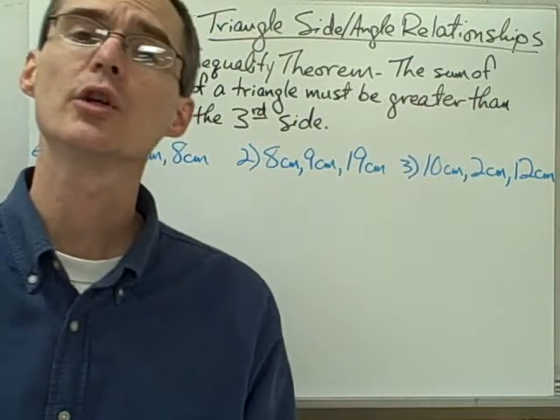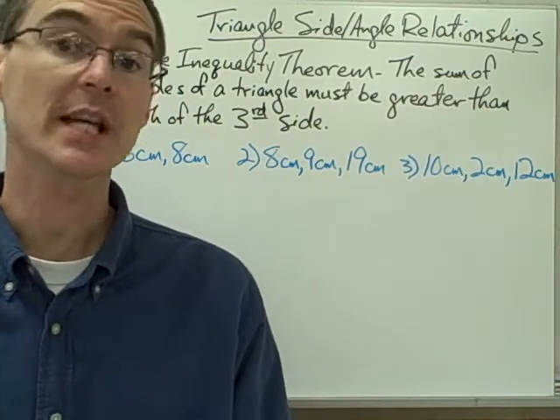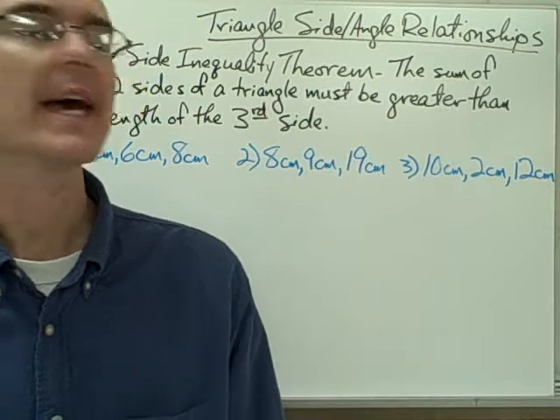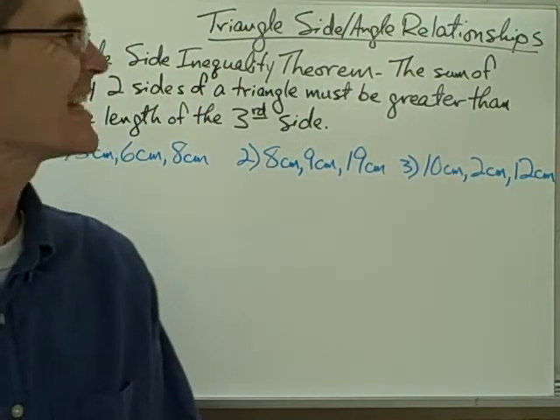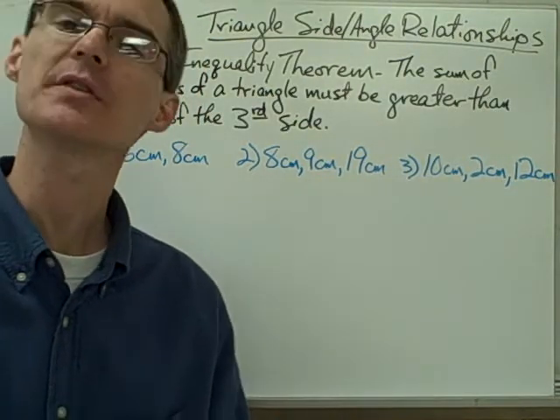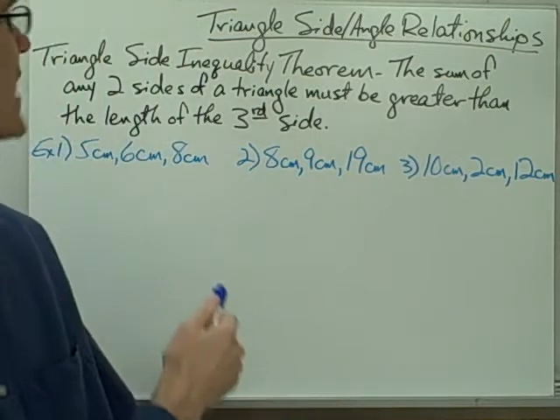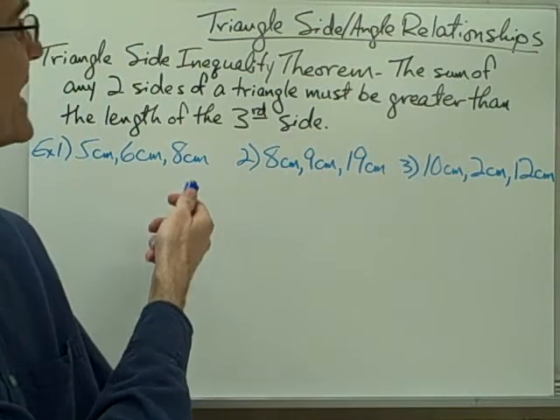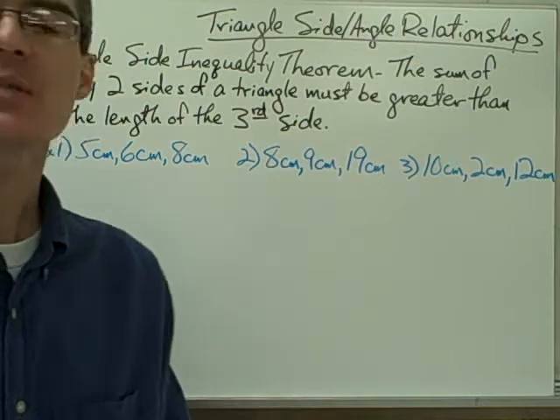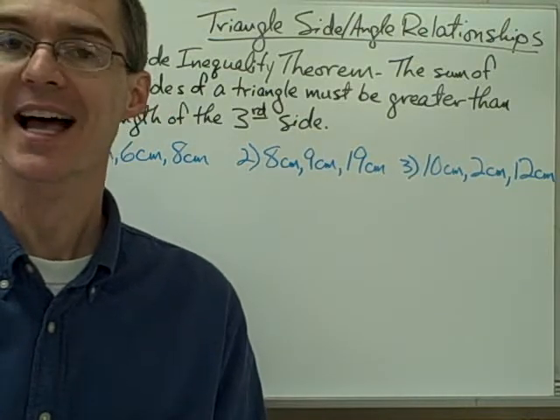Okay, in this video we're going to look at triangle side angle relationships. And the first thing we're going to look at is something called the triangle side inequality theorem. Now we've already looked at this a little bit in class. The triangle side inequality theorem says the sum of any two sides of a triangle must be greater than the length of the third side.